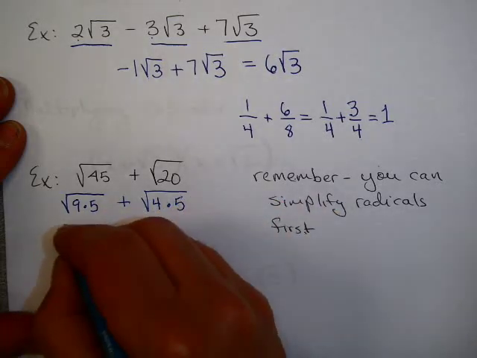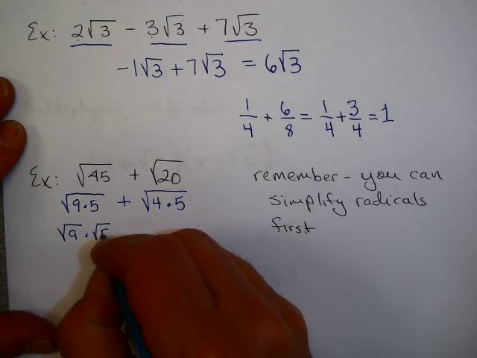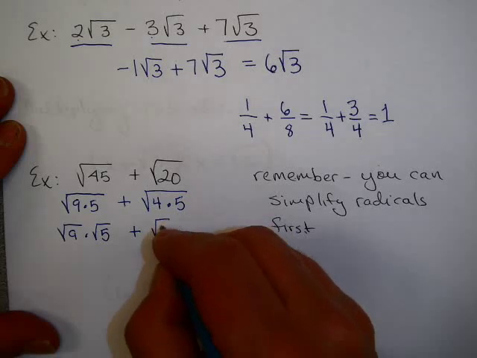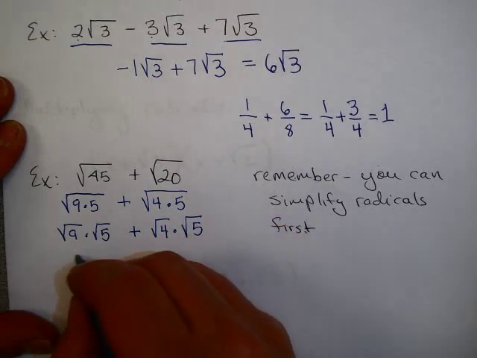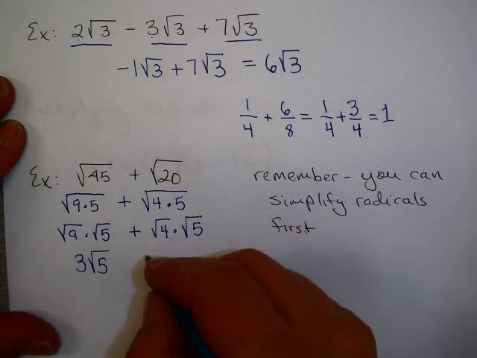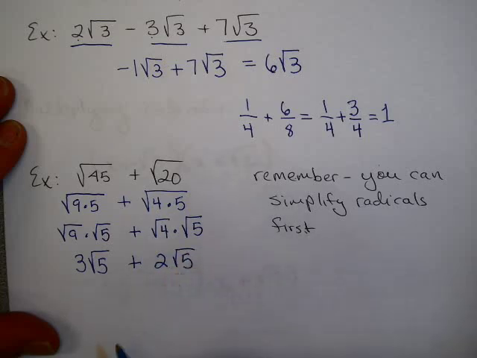Now, remembering my rule of radicals that I can split them up across multiplication, I can write that as square root of 9 times the square root of 5. And this is the square root of 4 times the square root of 5. The square root of 9 is 3. The square root of 5 I'll just leave as is. And the square root of 4 is 2. The square root of 5 I'll just leave as is.